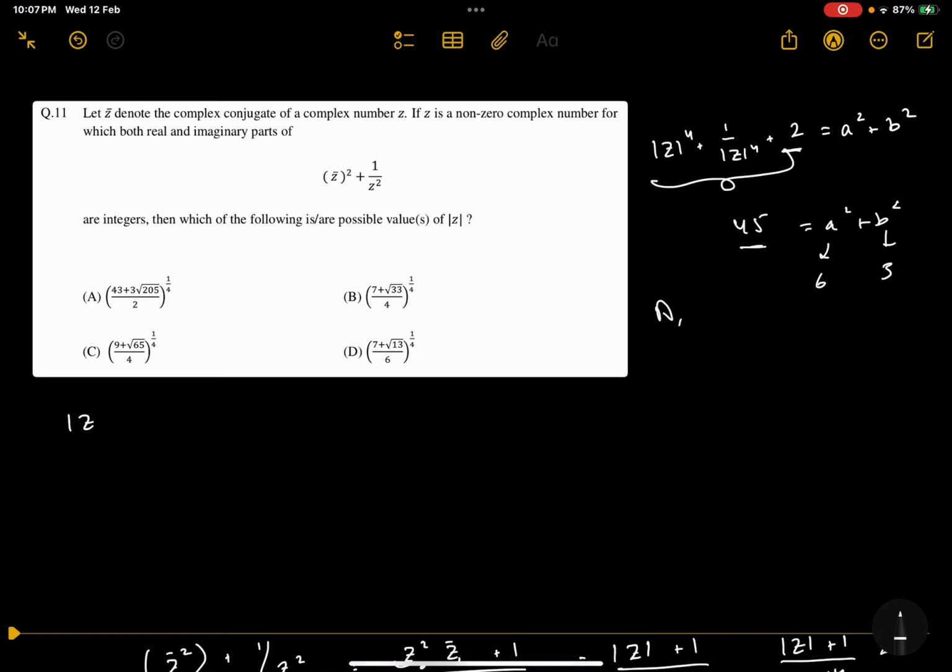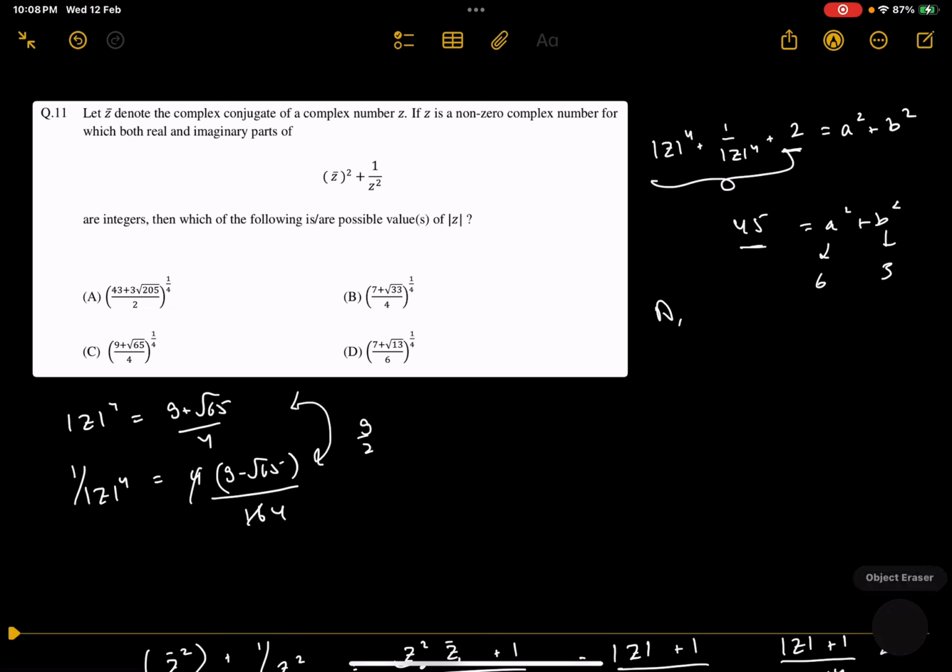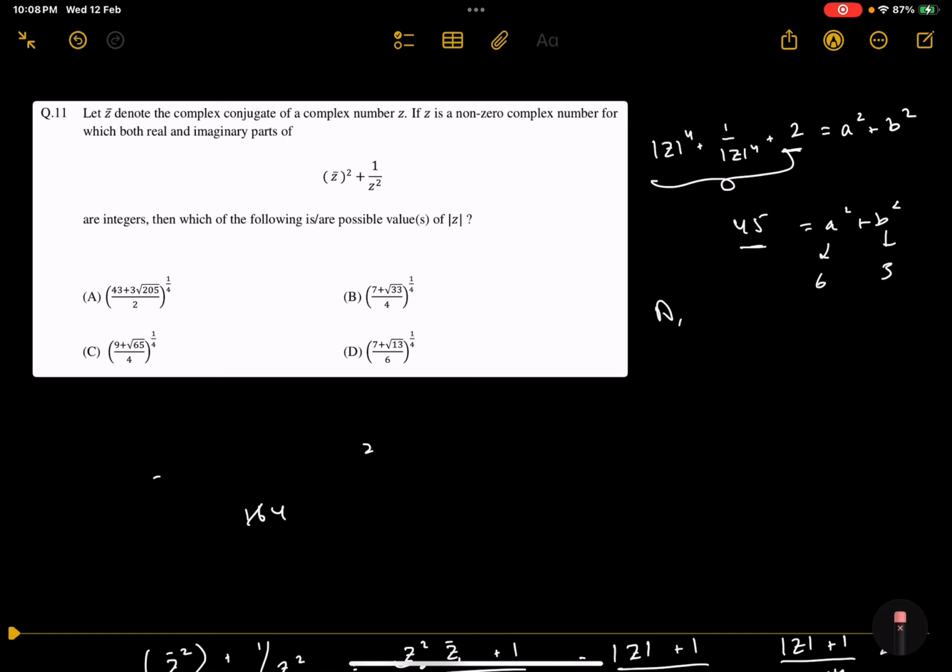Then C, we have mod z to the power 4 is 9 plus root 65 by 4. That gives us 1 upon mod z to the power of 4 is 4 into 9 minus root 65 by 81 minus 65 is 16. This becomes this. Adding them, we'll again get 9 by 2. So that won't be correct either, because 9 by 2 plus 2 is not an integer, and a square plus b square is an integer.